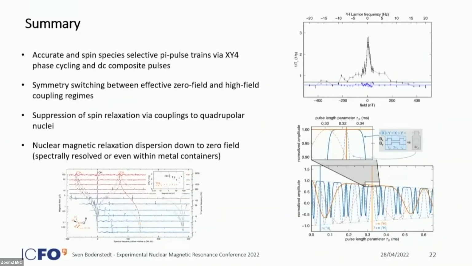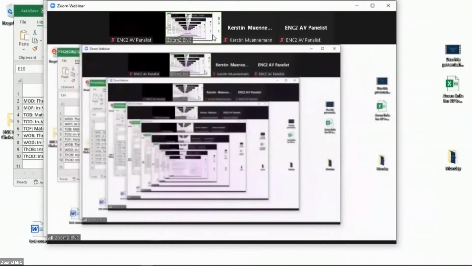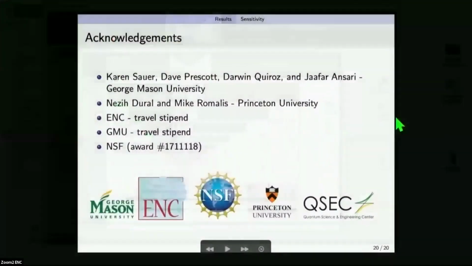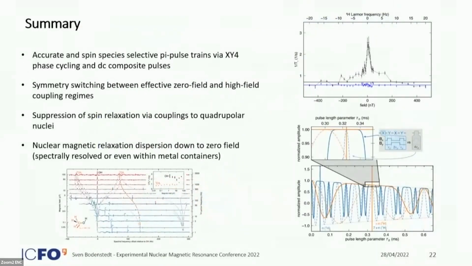Great, thank you, Sven. Are there any questions? I have a quick question. Beautiful work. You have a detector to be able to do the detection in the microtesla magnetic fields, right? Can you still figure out a good way to apply your pulses if you don't have a detector, but you still want to apply the pulses?